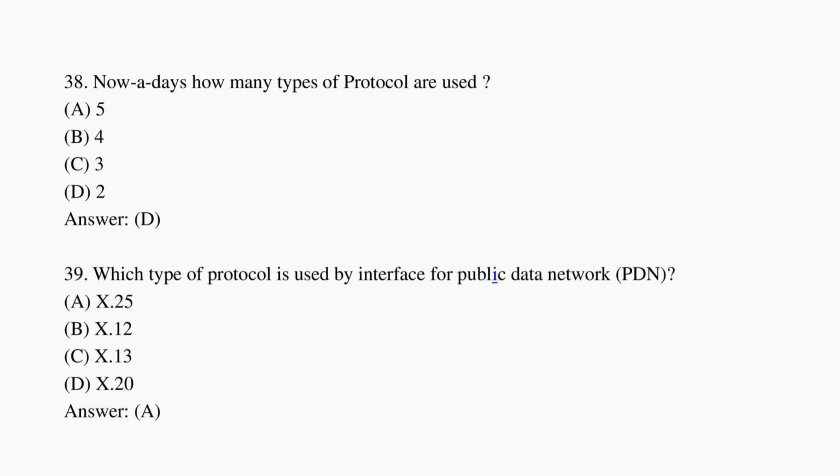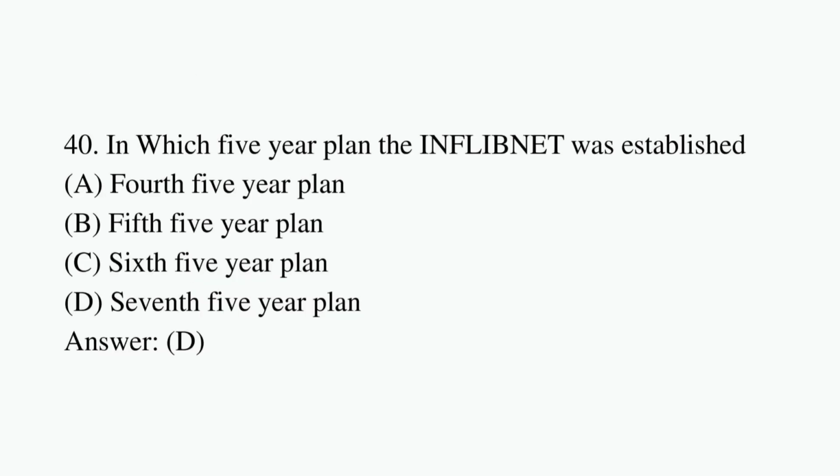A. X.25, B. X.12, C. X.13, D. X.20. Answer is A, X.25. Question number 40. In which five-year plan INFLIBNET was established? A. 4th five-year plan, B. 5th five-year plan, C. 6th five-year plan, D. 7th five-year plan. Answer D, 7th five-year plan.